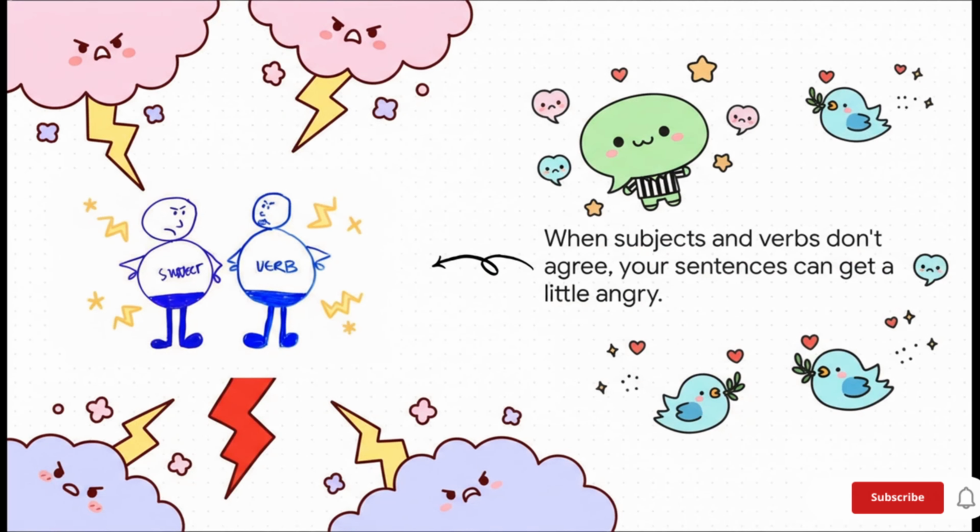I mean, just look at this. This is kind of what it feels like when your subject and verb are fighting with each other. It's chaotic, it's confusing, and it just doesn't work. So today, our job is to step in, play the peacemaker, and bring a little harmony back into your sentences.